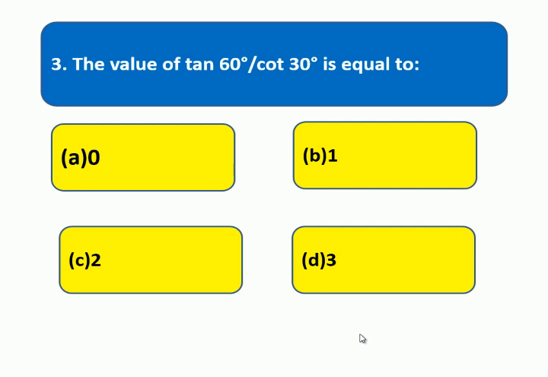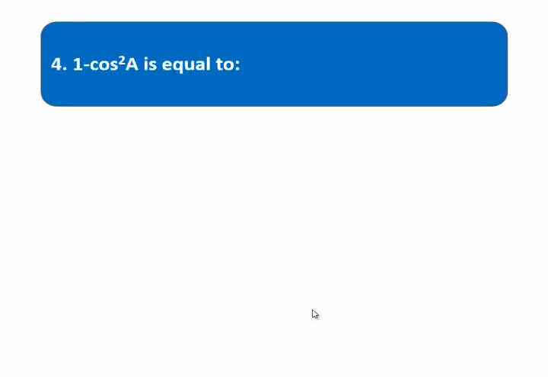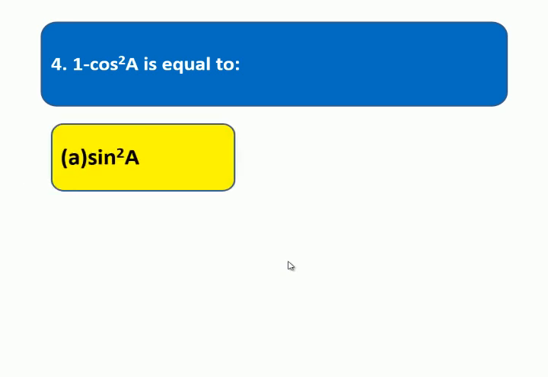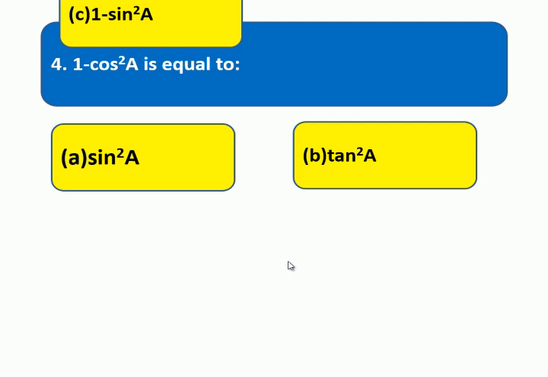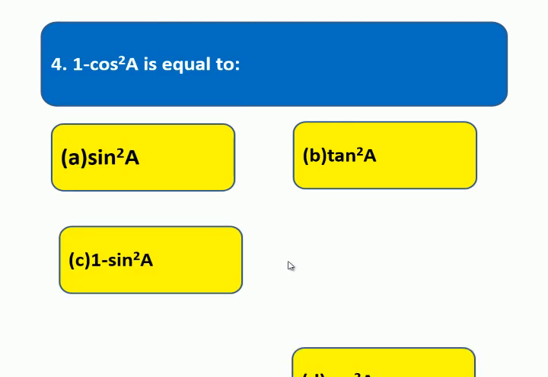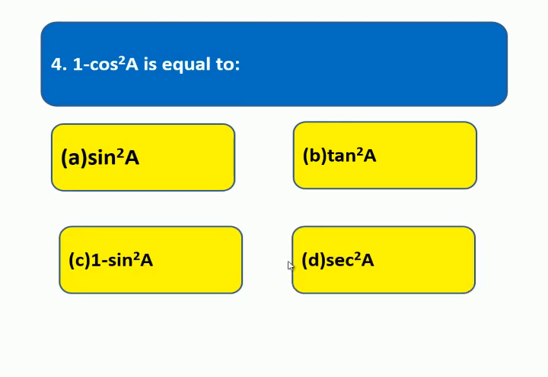Now move on to question number 4. Here is question 4. 1 minus cos square A is equal to. You have to solve this: 1 minus cos square A is sin square A, tan square A, 1 minus sin square A, or sec square A. I think it is easy to find out. Just calculate fast on a page and find the correct option, A, B, C or D.